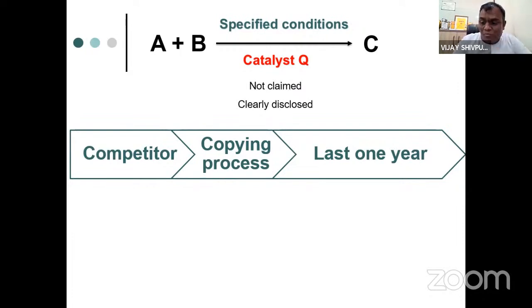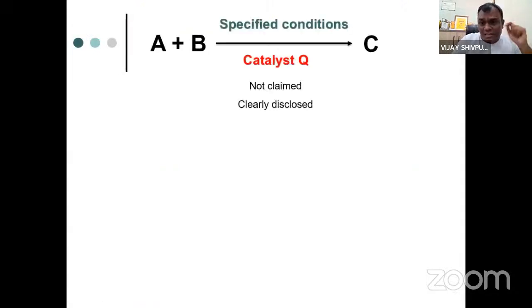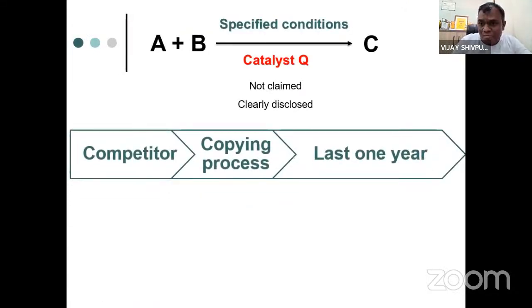What is mentioned in the question now? Action in the future against the competitor of ours, who has been using the process which is patented, basically for the last 1 year. Now the question is: what are the rights, firstly; second, can I enforce those rights; and thirdly, would there be any difficulty in enforcing? Rights are to exclude others, everyone else.